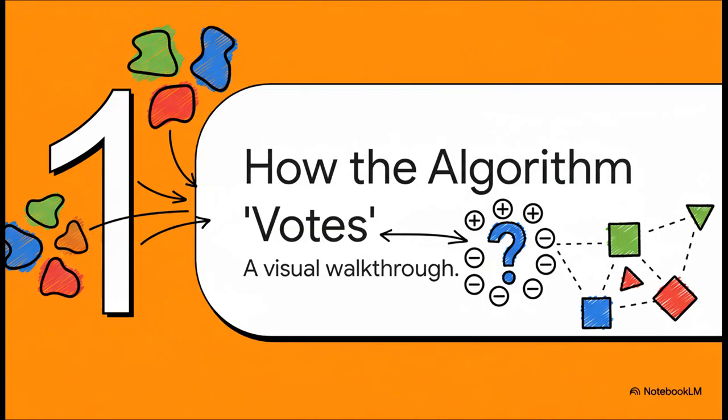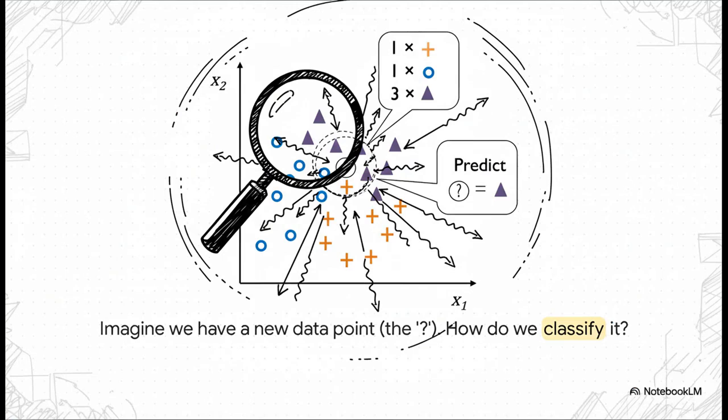Okay, so that's the big idea. But how does this actually work in practice? Let's get visual and walk through how the algorithm votes to classify something new. Okay, check this out. We've got a bunch of data points here, and they're already sorted into a few groups. We've got triangles, and we've got pluses. Now, boom, a brand new data point pops up, this little question mark. It's a total unknown, and our mission is to figure out where it belongs.